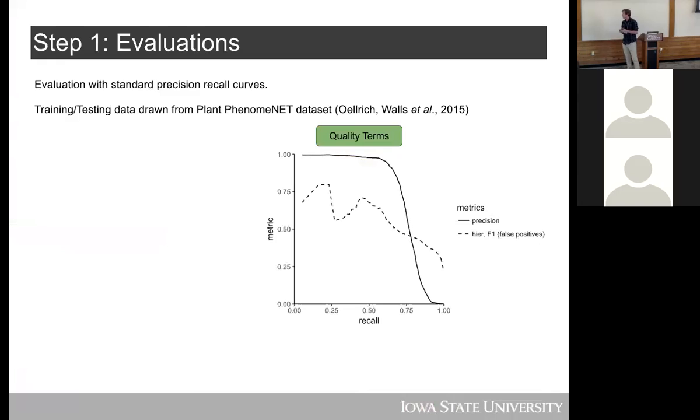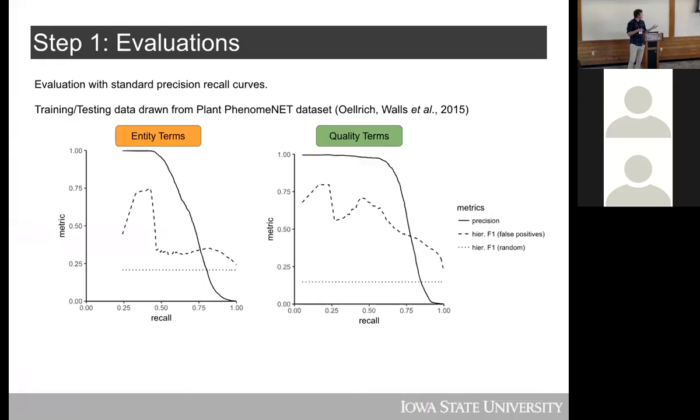And so what the dashed line is representing is the average similarity between those false positives that the machine produced. And we can compare that to the average similarity that would be expected if the predictions were random. And we can see that it's higher. And then a similar type of analysis holds true doing this for entity terms, in addition to just qualities.